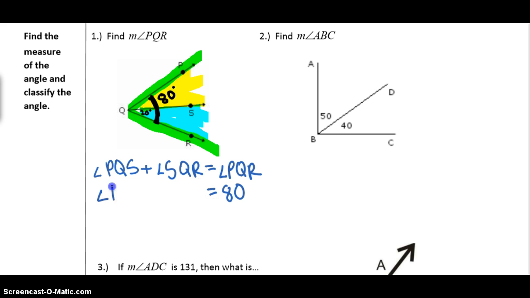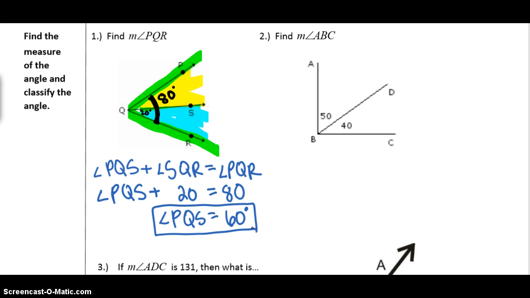We don't know what PQS is. What's SQR? Well, let's look at this picture. Do you see how nuzzled right into this angle there's a 20 degree right there? Let's substitute that in. So now to get PQS alone, we have to get rid of the 20. And the 20 is adding, so we're going to subtract 20 from both sides. And if we subtract 20 from both sides, we're going to get 60. So PQS is 60.